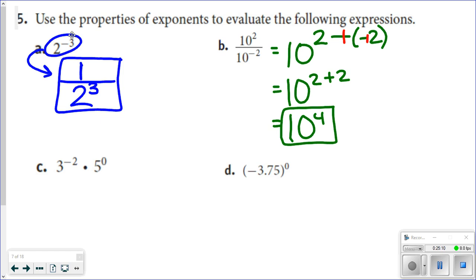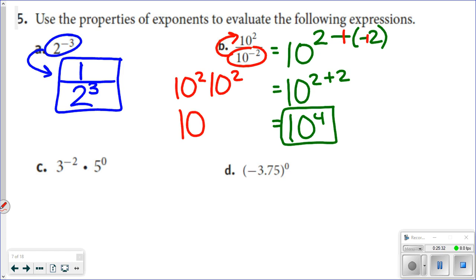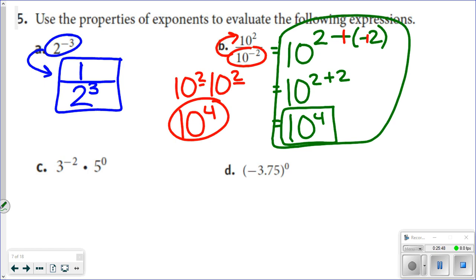Now, if you wanted to, you could do this question a different way, so let me show it to you. You could take this and move it up, and when we move it up, it becomes positive. Well, now this is a multiplication question. And if I look at my notes, it says to multiply, I keep the base, which is 10, and I add the exponents, which is 2 plus 2, and I get 4. So we got the same answer. We did it 2 different ways. This written in green is the way that I usually do it.